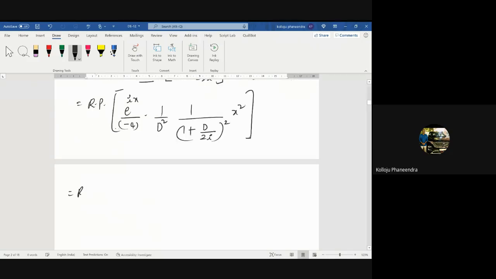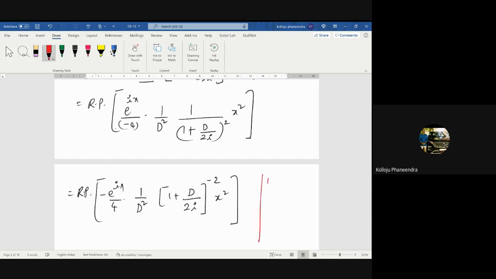Now, this is equal to the real part of minus e to the power of ix by 4 into 1 by D square. Now, take this to the numerator: 1 plus D by 2i whole power minus 2 into x square. I already gave the formula; once again, what is the formula? (1 plus x) whole power n is 1 plus nx plus n into n minus 1 by factorial 2 x square, plus n into n minus 1 into n minus 2 by factorial 3 x cube, and so on. This is the formula.